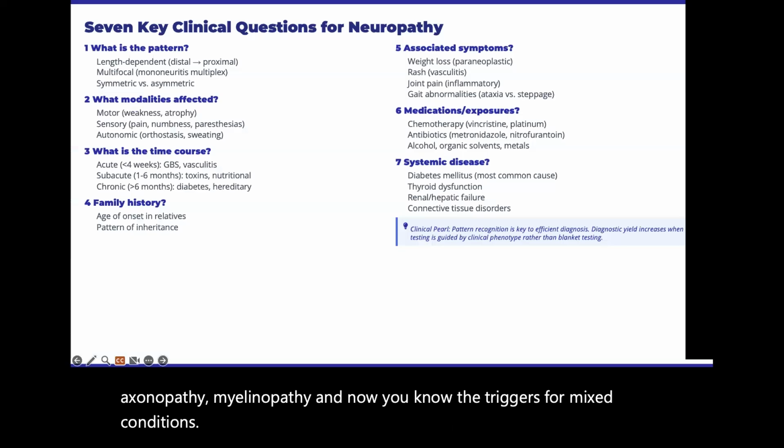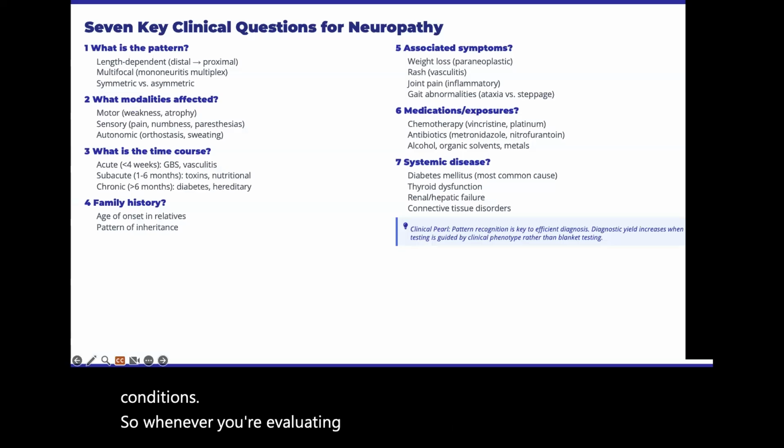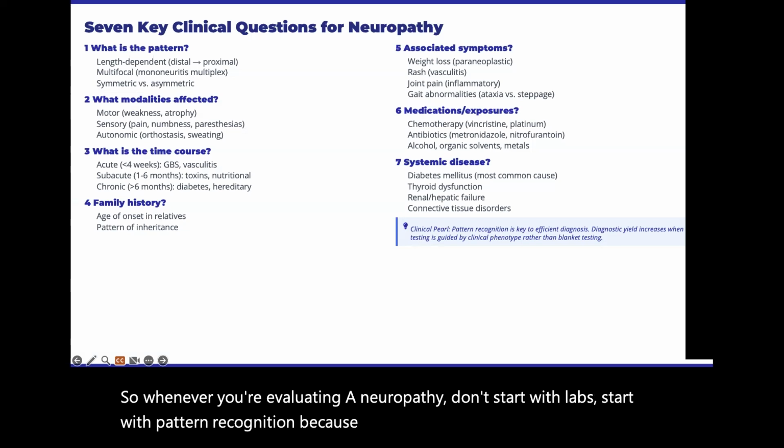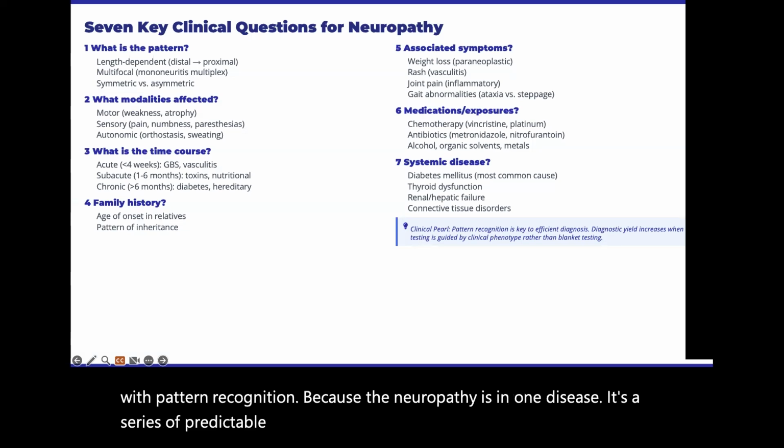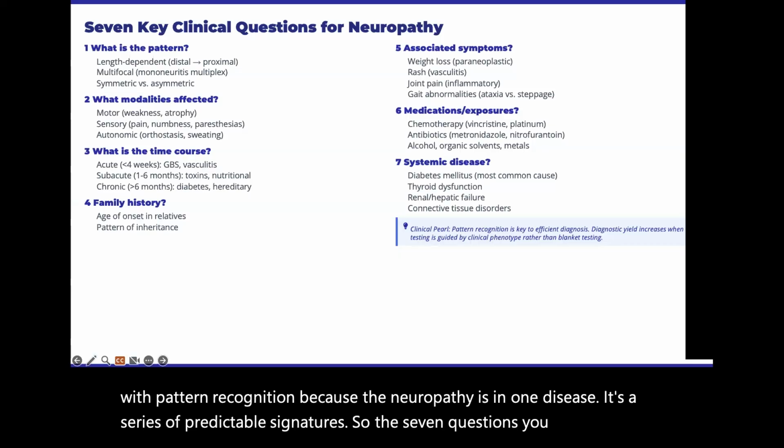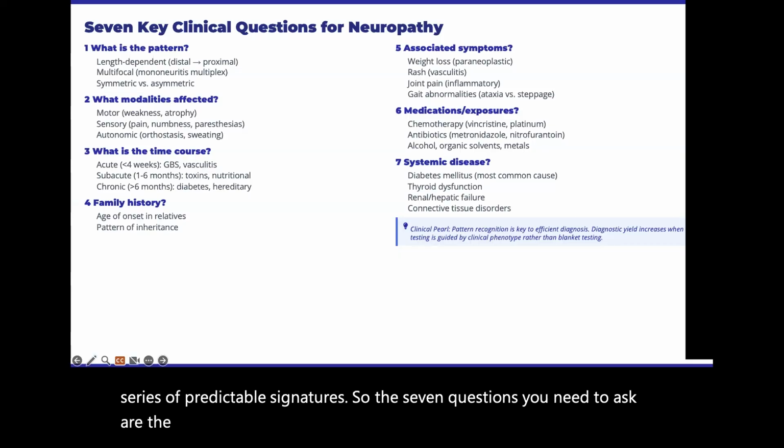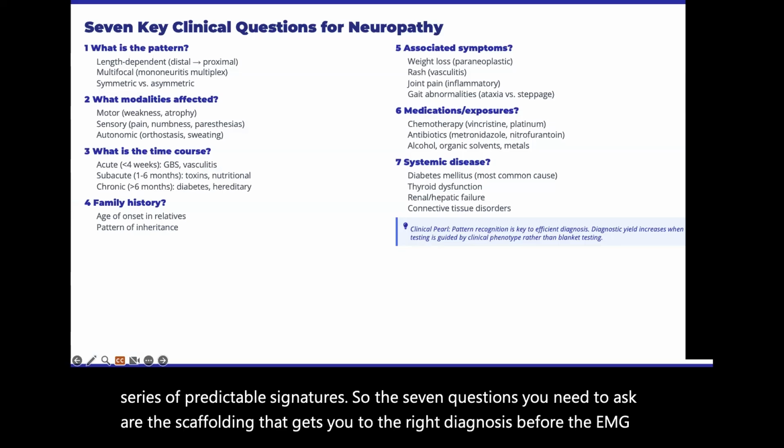So now you know the typical pattern for axonopathy, myelinopathy, and now you know the triggers for mixed conditions. So whenever you're evaluating a neuropathy, don't start with labs, start with pattern recognition, because neuropathy isn't one disease, it's a series of predictable signatures. So the 7 questions you need to ask are the scaffolding that gets you to the right diagnosis before the EMG, before the labs, before anything else.